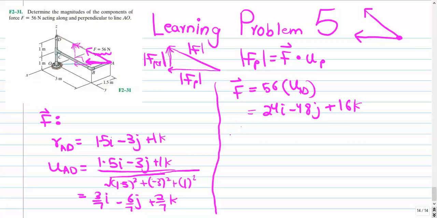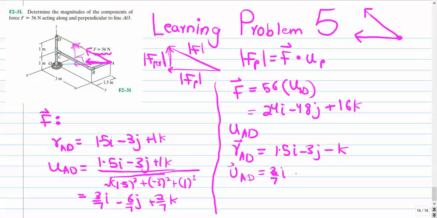So we can find the unit vector from A to O by first finding the length vector from A to O, and that is equal to 1.5i minus 3j minus k. Okay, now we can find the unit vector from A to O by dividing by its magnitude, and we end up with 3 by 7i minus 6 by 7j minus 2 by 7k.